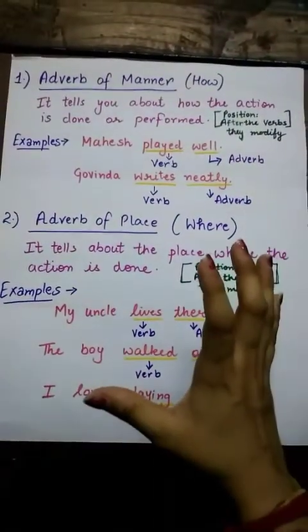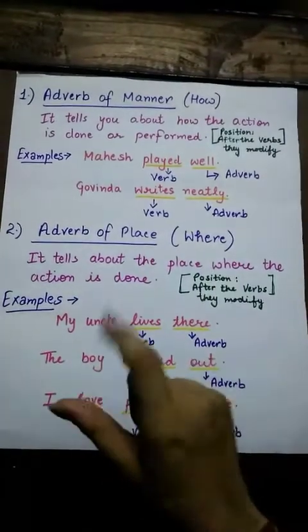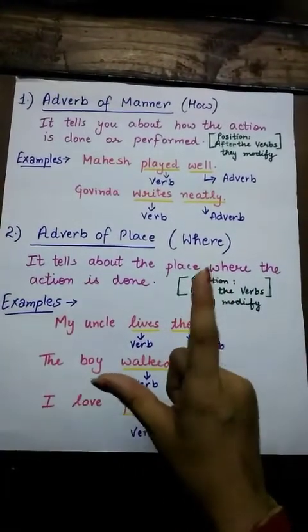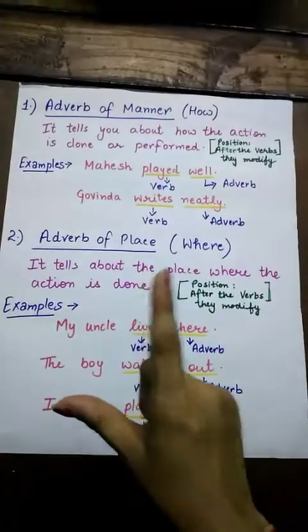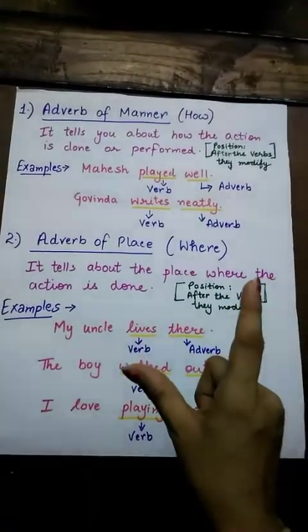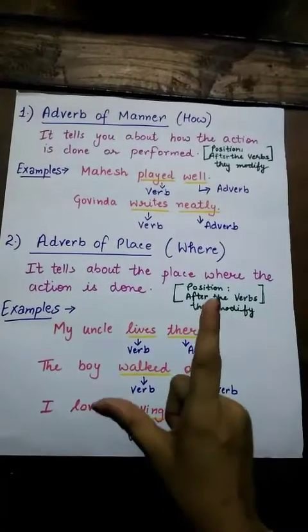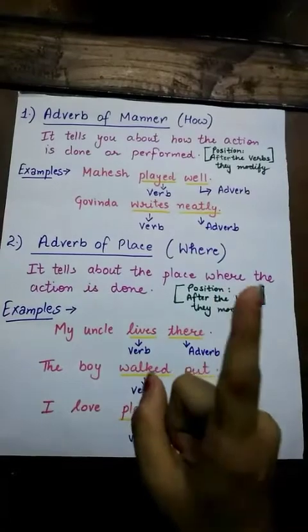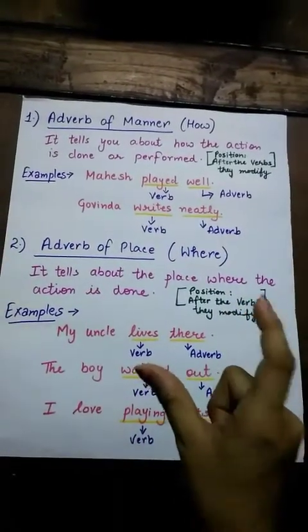Now let's move to the second kind of adverb, that is adverb of place. It tells you about the place where the action is done. Now like adverb of manner, this adverb is also placed after the verb in your sentence. Now if your verb is a transitive verb, then you will place the adverb after the object in the sentence.